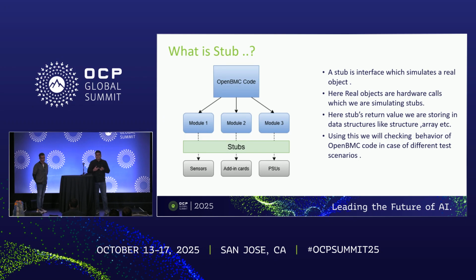So let's say the hardware calls are getting real-time data from all these modules. Here, stubs mean that instead of that data going to the hardware, we are simulating it using our own calls, and whatever possible return values come from that particular hardware, we simulate with our own data structure. Using this, we will be checking the behavior of the OpenBMC code in different test scenarios.